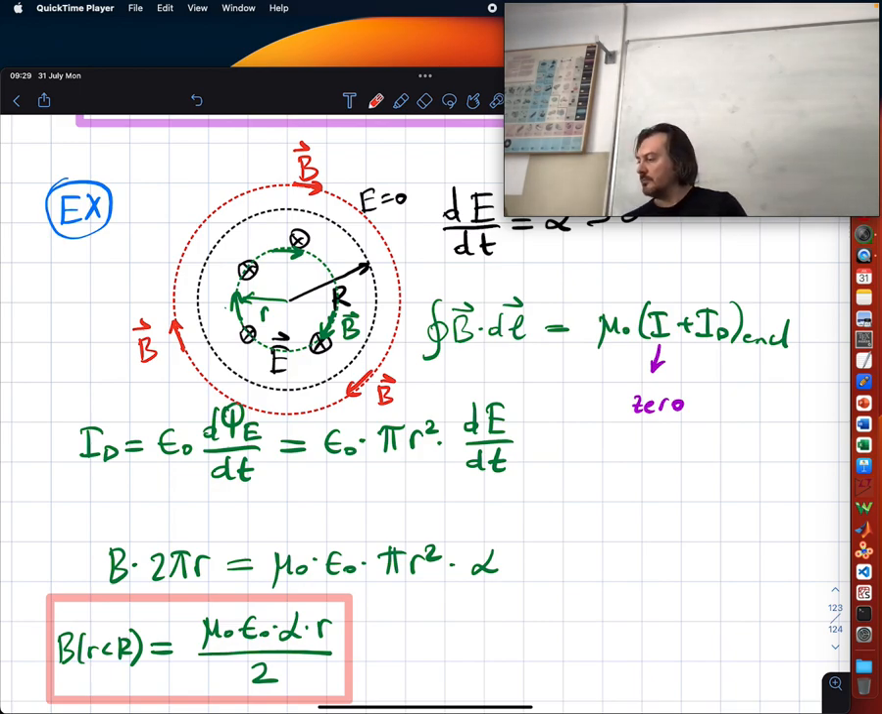The concept of displacement current density is used by Clerk Maxwell. Okay. Thank you very much.